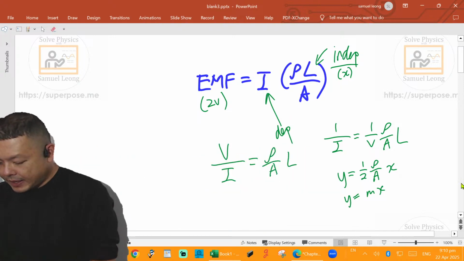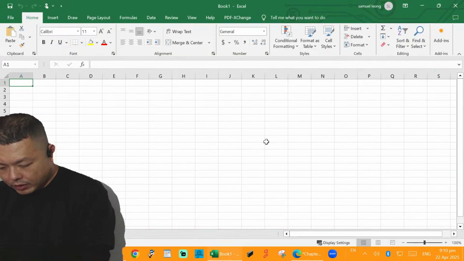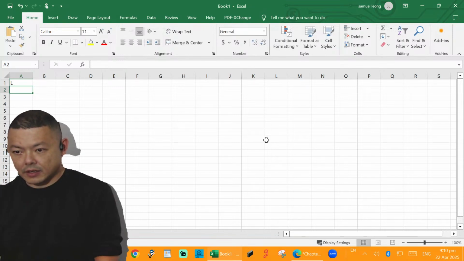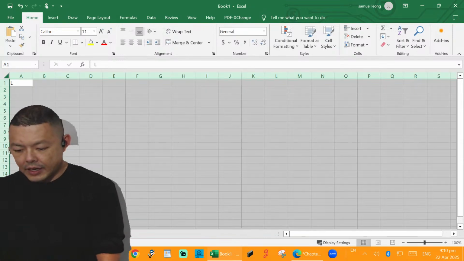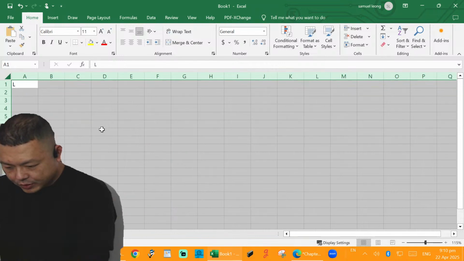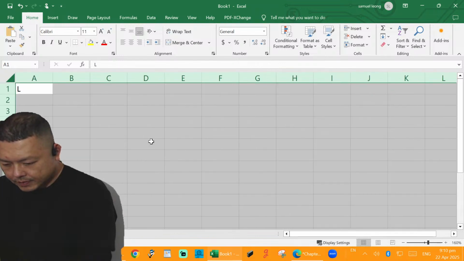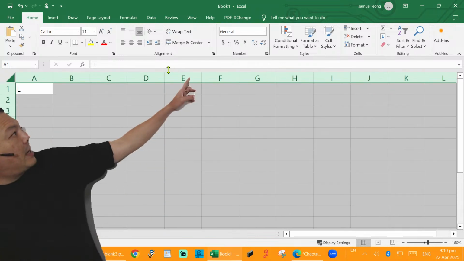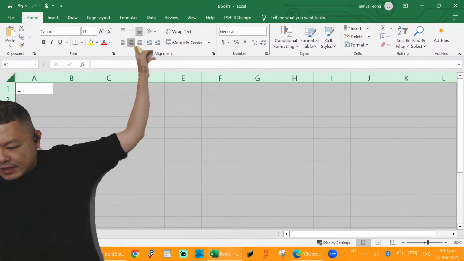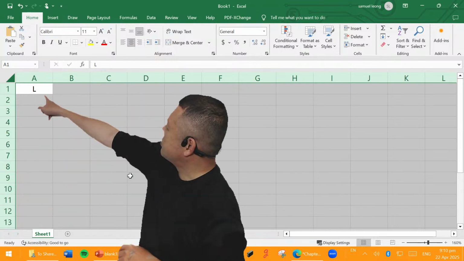So I need to have my independent variable first. So I need to put L on this axis here, like this. Usually I prefer to center zero. I zoom in a bit. I like to put the alignment to center so that I don't get confused. So I like to put L there.